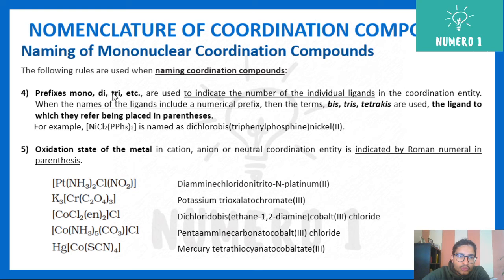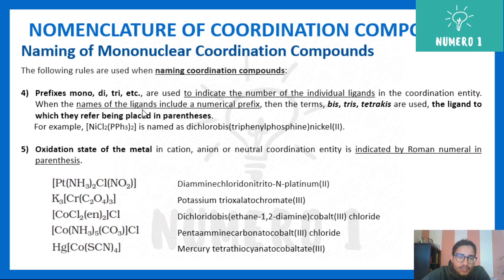Next, prefixes mono, di, tri, etc. are used to indicate the number of individual ligands. For example, here I have 2 amine groups, so diammine. Then this is oxalato, and 3 groups are there, so trioxalato. That is your mono, di or tri. Mono is sometimes not written. Like here there is only one chloride group, so I did not write monochlorido. Simply chlorido is enough.